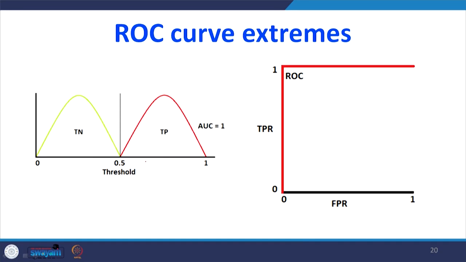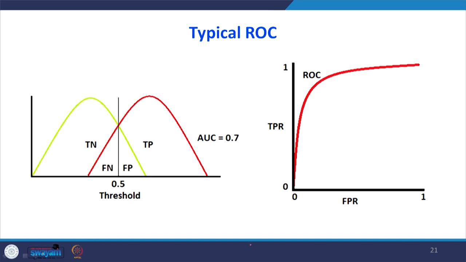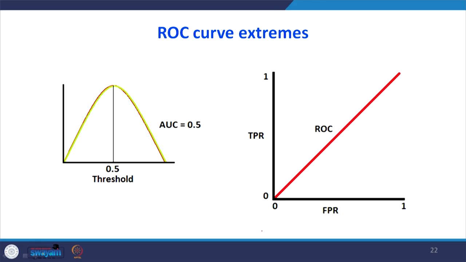You see that in this case, true negative, true positive, there is no overlap at all. So you will get this kind of ROC curve. Here you see that there is some overlap. So you will get our typical ROC curve, where the area under curve, previously 1, is now 0.7. Now in this case, both the distributions are completely overlapping, and whenever it is overlapping, the area under curve is 0.5. So the corresponding ROC curve will look like this.